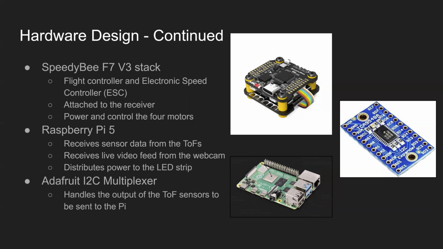The Adafruit I2C multiplexer was used to take multiple I2C signals from the TOF sensors and turn them into a single addressable signal to be determined by the Pi for which to be sent to the app.